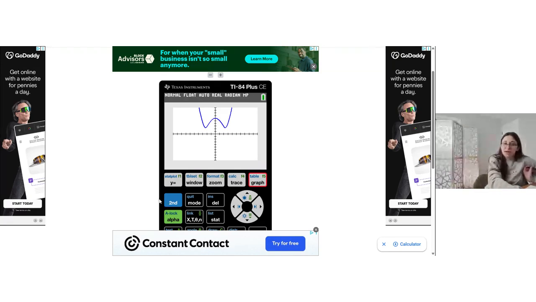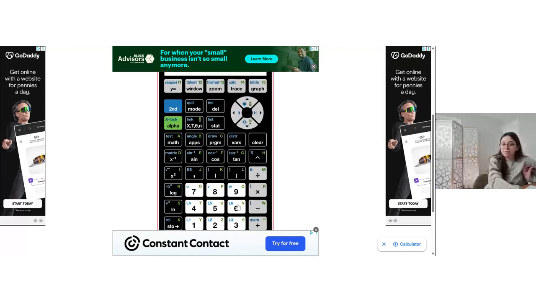And to do that, we're going to hit second and then calc. Number 3 is minimum, so we're going to hit 3.